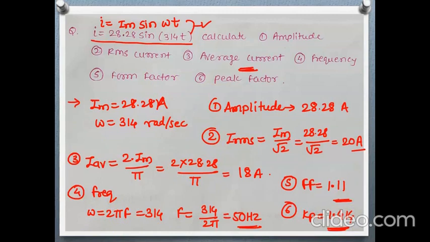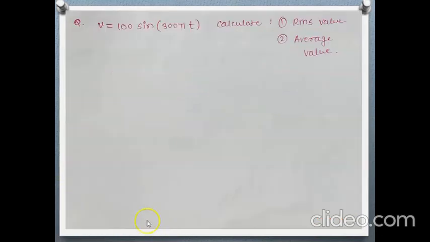So let's take another question. The question is v is equal to 100 sine of 300 pi t. Calculate the RMS value and average value. This is your today's task. Solve it and let me know the answers in the comment section below.